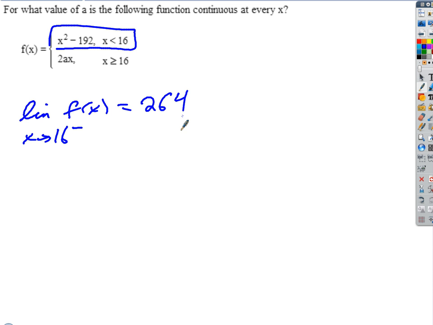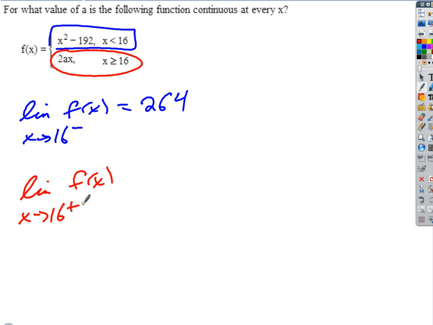That's good. On the other side, now we have to approach our limit from the right. The limit of f of x as x approaches 16 from the right puts us in that domain, the red domain. And we get the limit of 2ax as x approaches 16 from the right. What's that equal to? 32a, exactly.